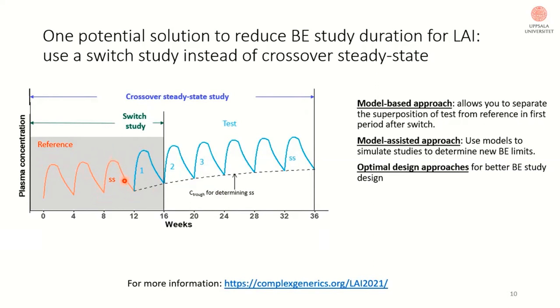PK profile at steady state before you give the dose of a new drug that you're testing for bioequivalence. Then you wait for steady state, and you compare the PK profile of the test at steady state to the PK profile of the reference at steady state. With our model-integrated approaches, we have been looking at comparing the first profile before switching to the test product and the first profile after switching to the test product. We call this a switch study.